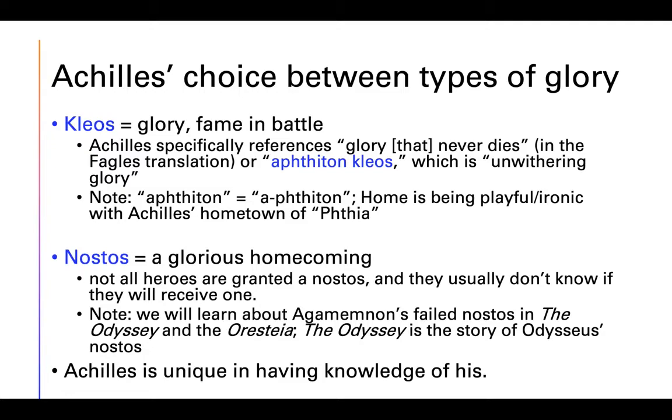Achilles is unique in having the knowledge of his fate. Not everyone has that. You never know if you're going to have glory in battle. You only try your best, and maybe you'll die, maybe you won't. You never know if you're going to be able to get home after war. Maybe you will, maybe you won't. Achilles is conscious of his fate in a way that is unique among other humans.